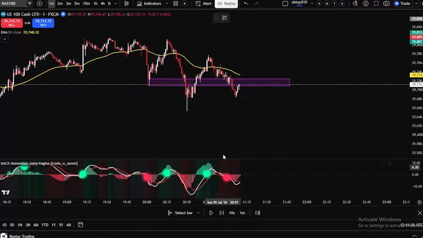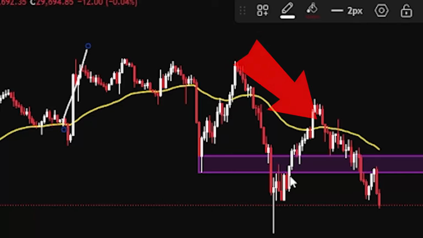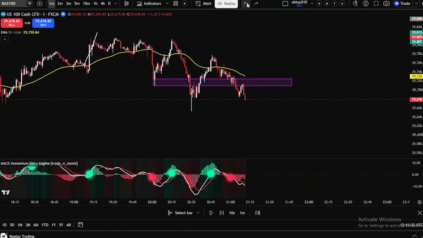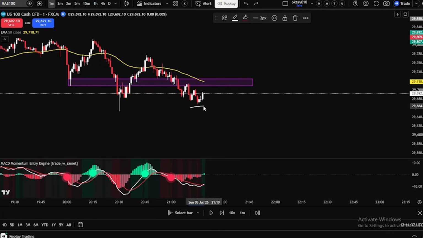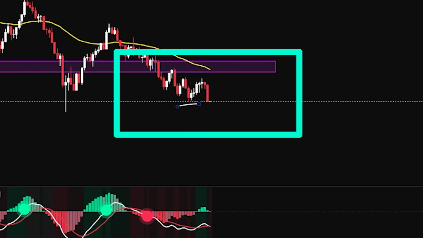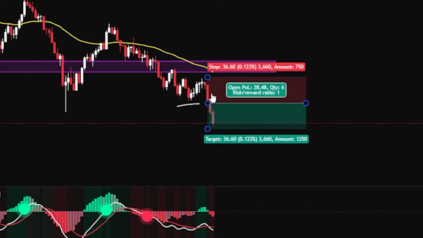Important points of the NASDAQ and EURUSD strategy. 1. If the price is above EMA 50, only buy. If it is below, only sell. 2. Weak candle equals no entry. Enter only with a strong momentum/rejection candle. Hesitating candles are fake.